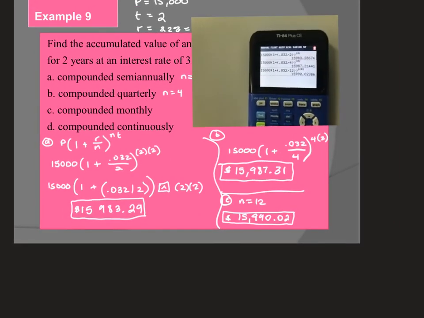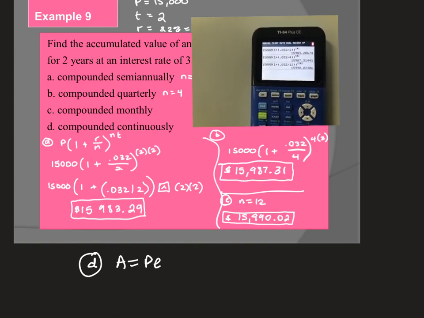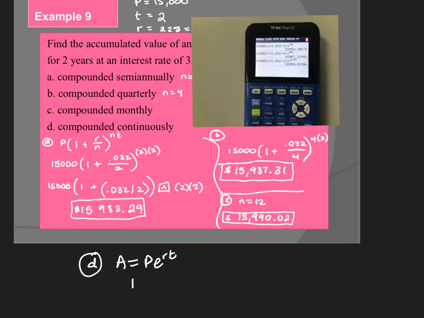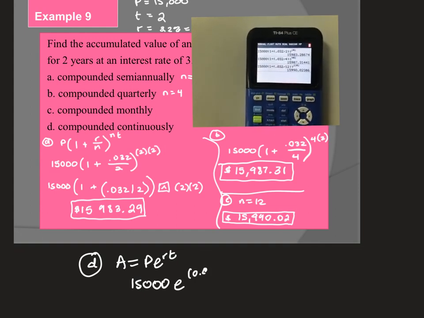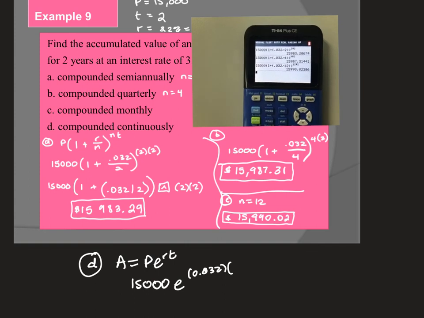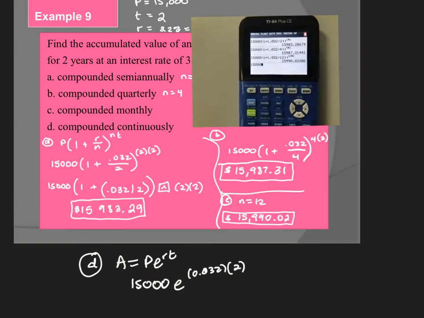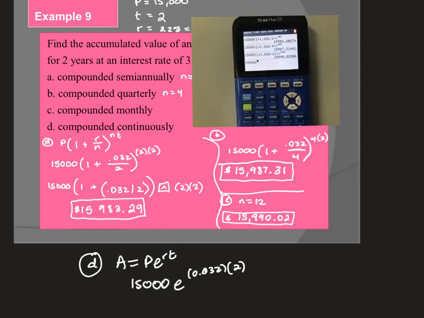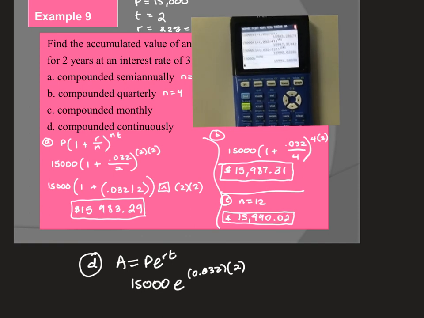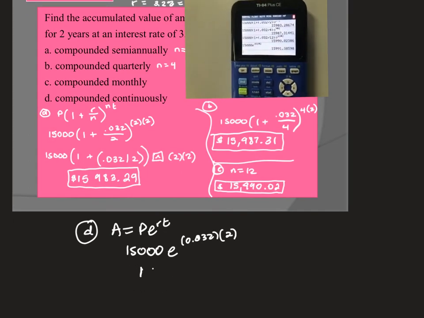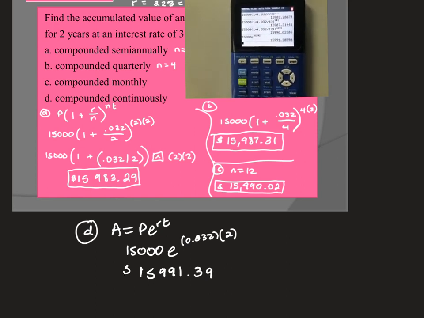And then D is PERT. So 15,000 E to the 0.032 times T, which is 2. 15,000, second E, 0.032 times 2. And I get $15,991.39.